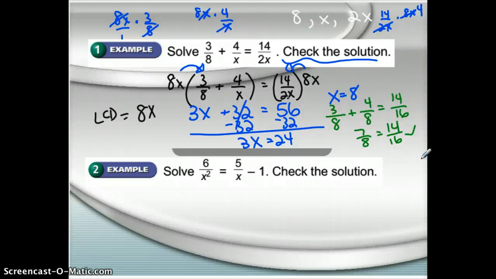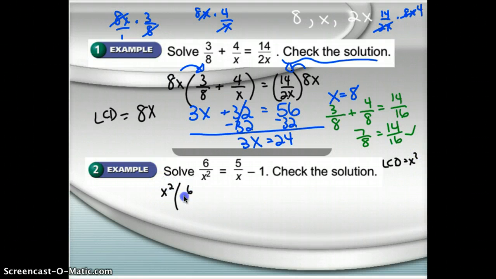All right, let's try another one. Same strategy, and see if we can practice this. So 6 over x squared equals 5 over x minus 1. Again, I'm going to look for a common denominator to multiply everything by first. So I have my x squared, x, and that's like 1 over 1. Something that all of those go into is x squared. So I'd call my lowest common denominator x squared. What I'm going to try to do is multiply everything by x squared.